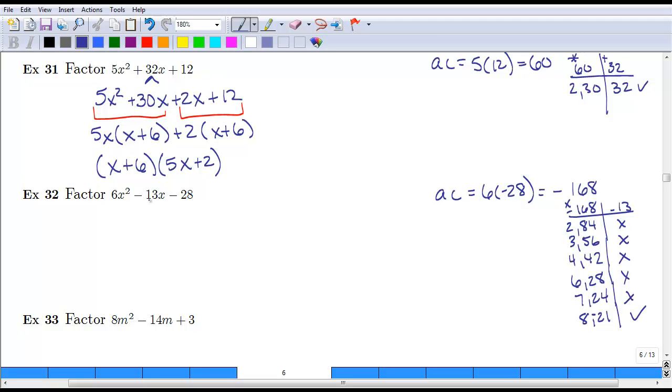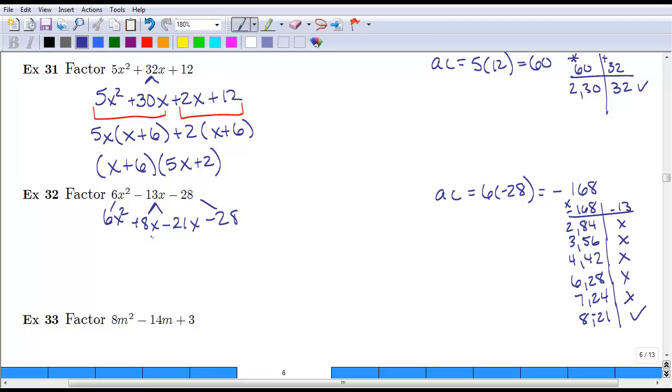So now we split this. We say, okay, we got 6x squared, a positive 8x, and a negative 21x. Again, it doesn't matter which order you put those in. And then you still have your minus 28. So again, sometimes you have to go through a few to get there, and that's okay. It's still going to be faster than doing guess and check for the most part.